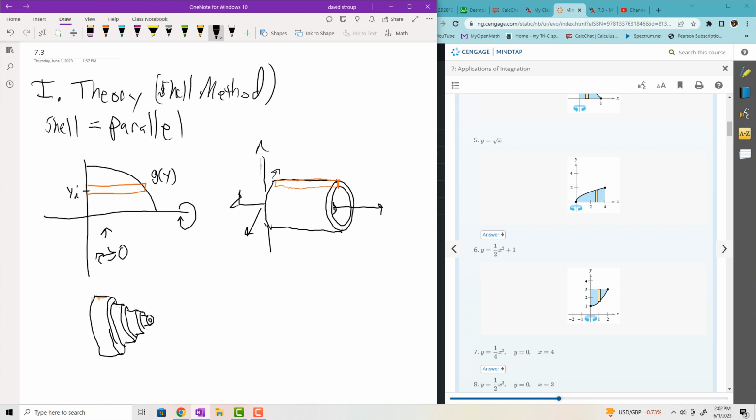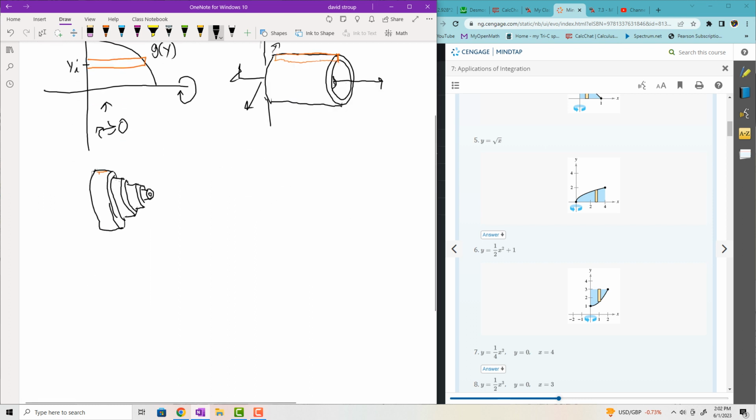Okay, so that's just 1, 2, 3, 4 shells, and then you take the limit as the number of shells goes to infinity, and the end result is this hemisphere type object, maybe kind of like this. That's this picture. If you take the limit as the number of shells goes to infinity, you get that.